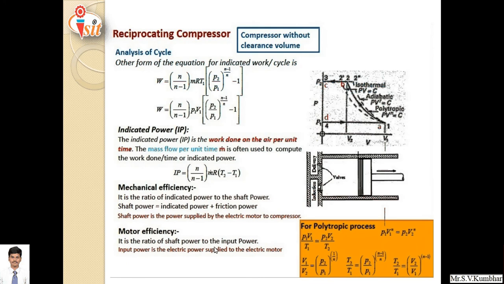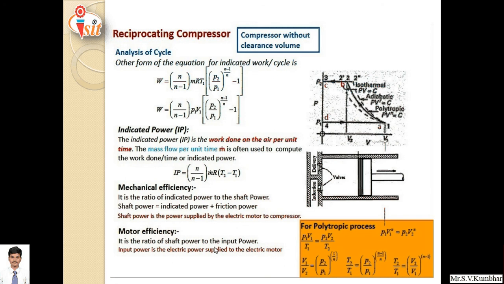Other forms of the equation of indicated work are given as W equal to n upon (n minus 1) m R T1 [(P2 upon P1) raised to (n minus 1) upon n, minus 1]. That is simplified in the form n upon (n minus 1) P1V1 into the bracket [(P2 upon P1) raised to (n minus 1) upon n, minus 1].